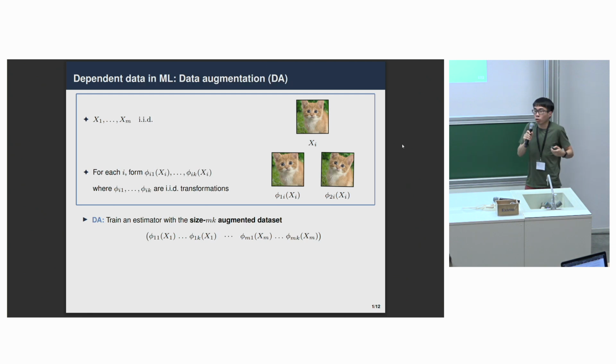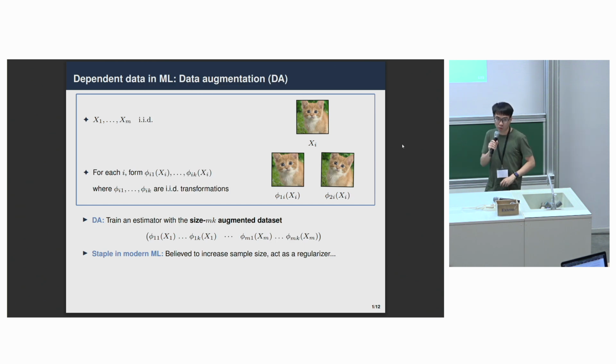This is more often motivated in ML engineering by some understanding of symmetries, invariants, how you want to encode certain robustness properties into your estimators. And it has very much become the staple in modern ML in both language and image data and so on.